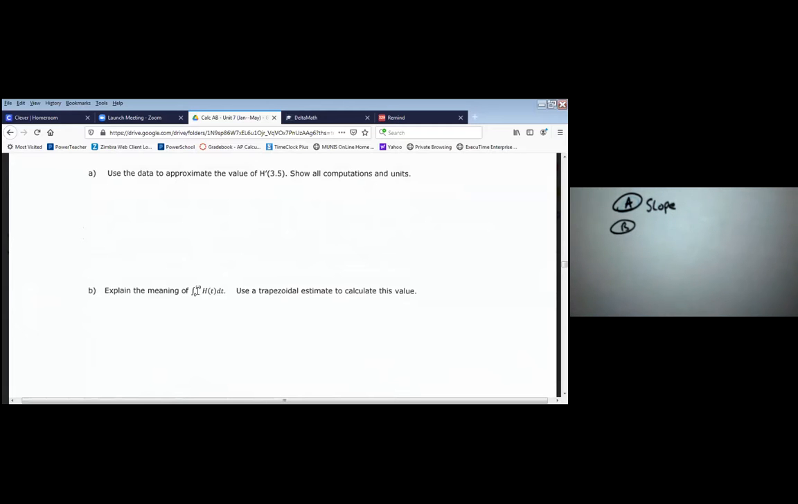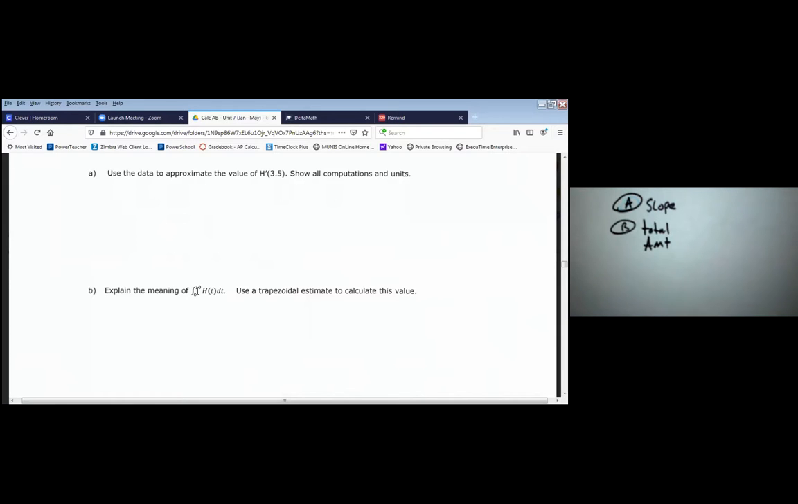Yeah, exactly. So area under a curve is accurate, but in terms of these word problems, it's some sort of total, some sort of amount. Total what? Well, you've got to apply that to this problem. It's the total amount of something based on the problem, and then use a trapezoidal estimate to calculate that value. So you're just approximating that total amount.